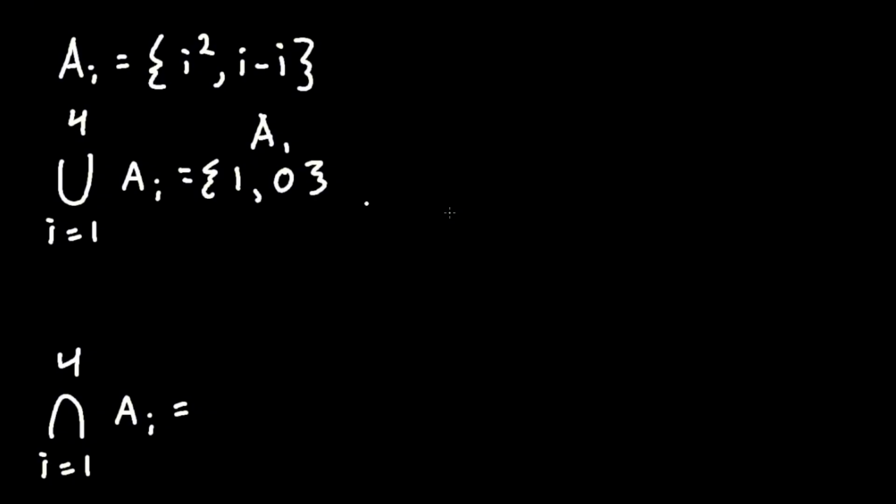Now, what do we do between it, right? For summations, we add all the values, correct? But for this, we take the union in between all of these sets, right? This is the union symbol, so we take the union between all of these sets.